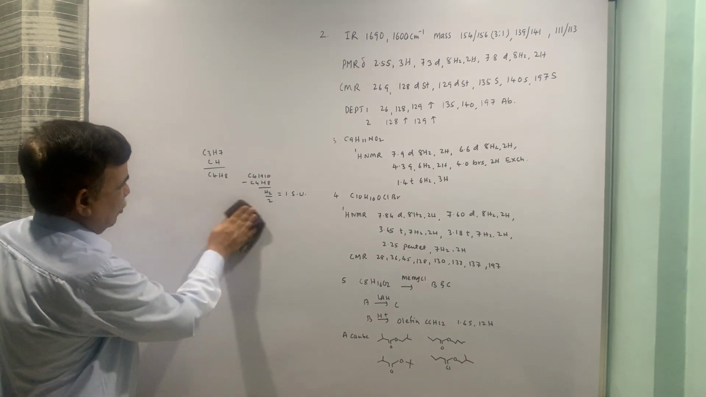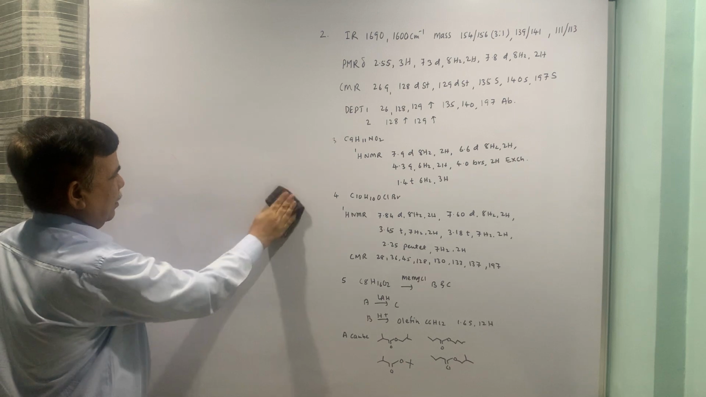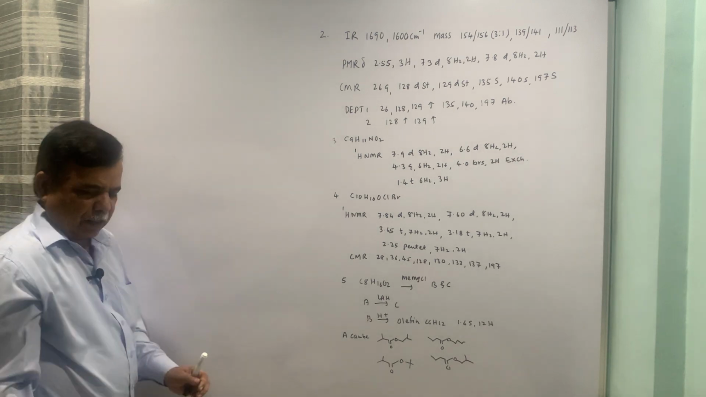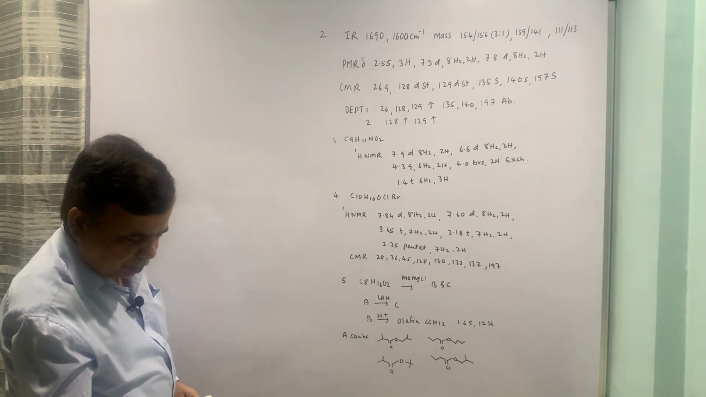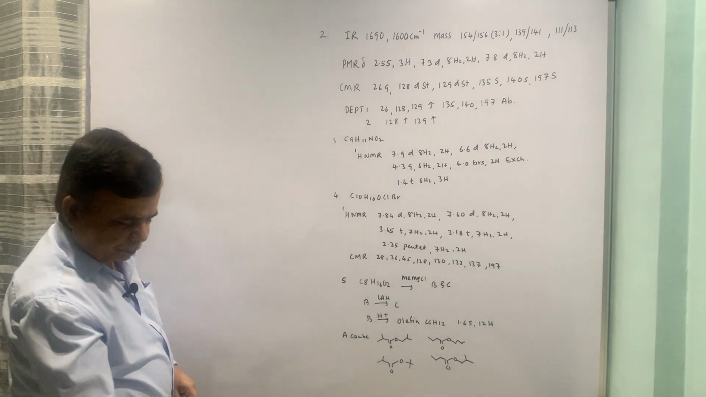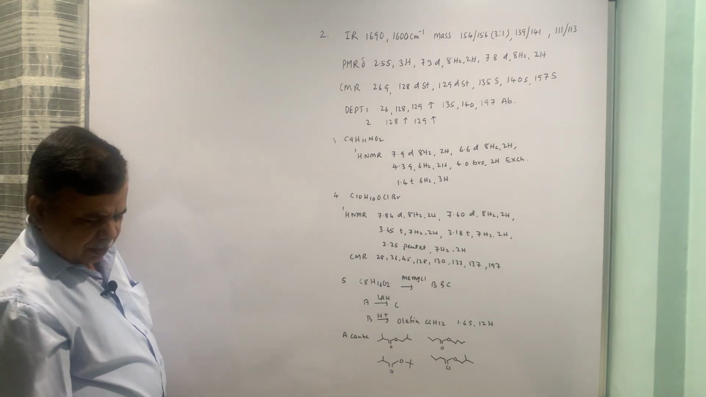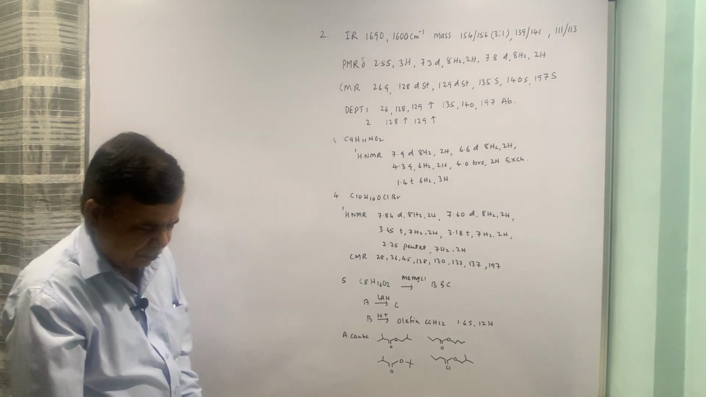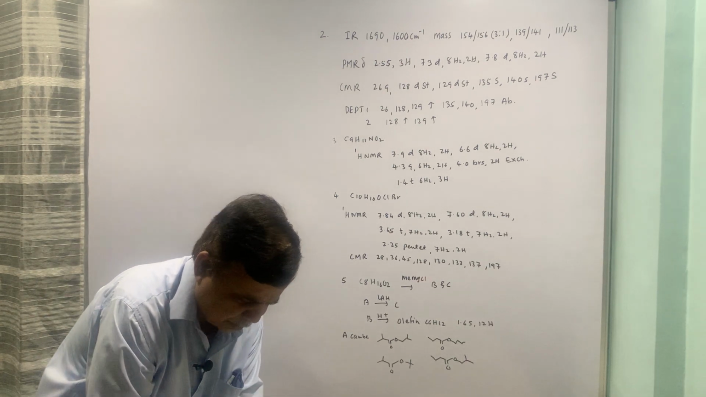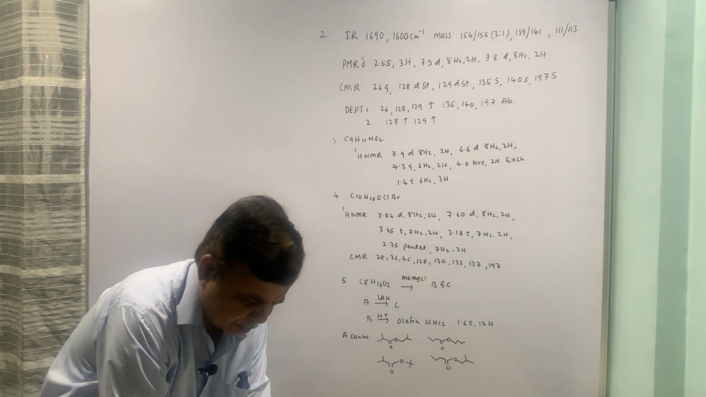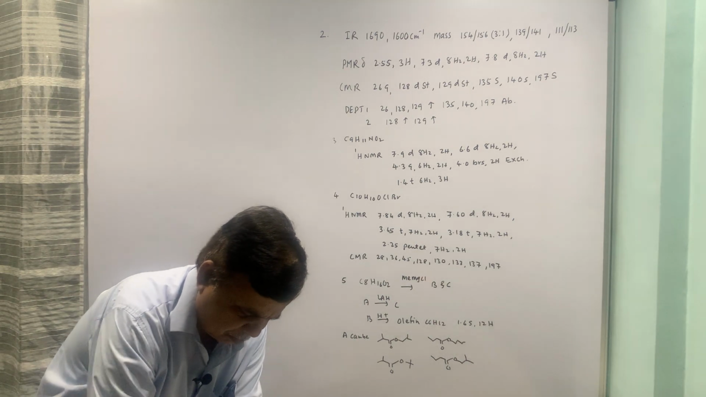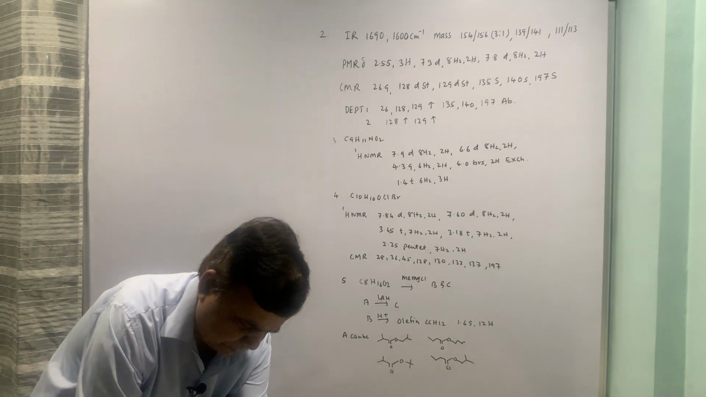This is a simple proton NMR, but you have to explain the site of unsaturation for that compound also. Okay. Now one example is given. Of course these questions are all from earlier question papers.